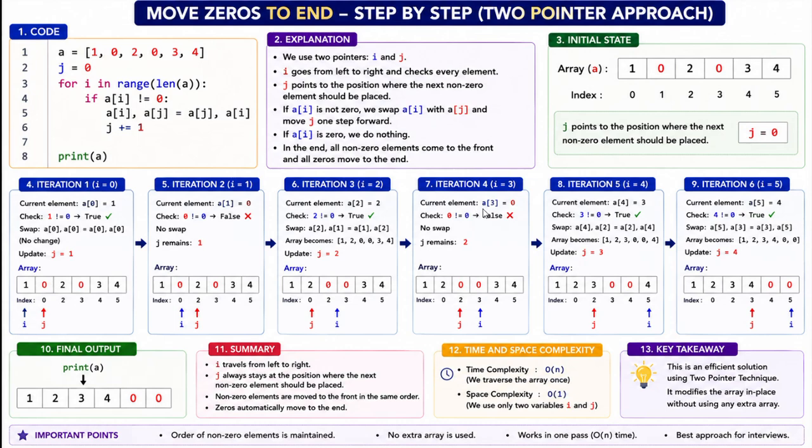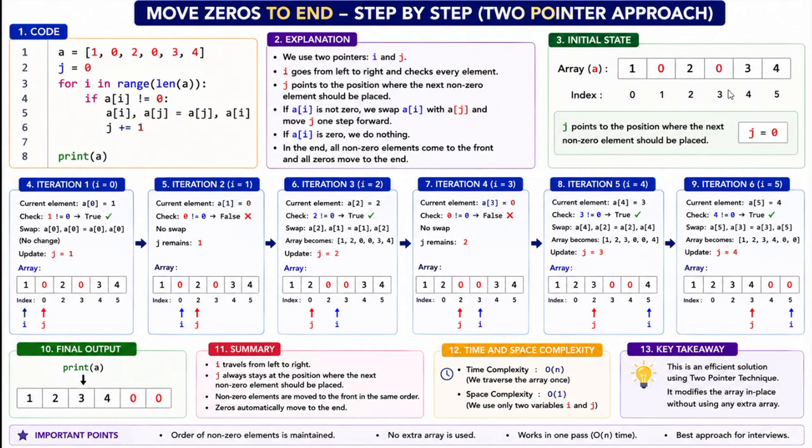And iteration 4, i equal to 3. What is the current element here? A of 3 means, in 1 0 1 2 3 0, it is 0, right? 0 is not equal to 0 is false, right? So no swap, and j remains 2.